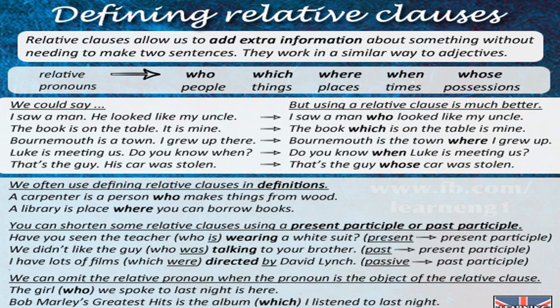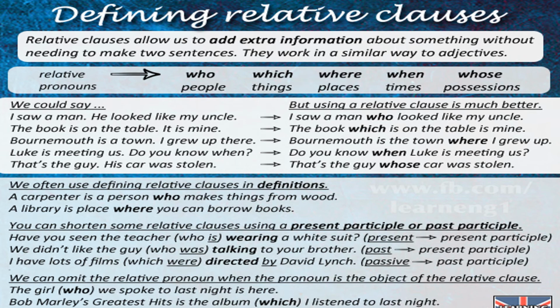So let us see, when do we use these defining relative clauses. We often use defining relative clauses in definitions. Whenever we are defining something, we use defining relative clauses. For example, a carpenter is a person who makes things from wood. A library is a place where you can borrow books.